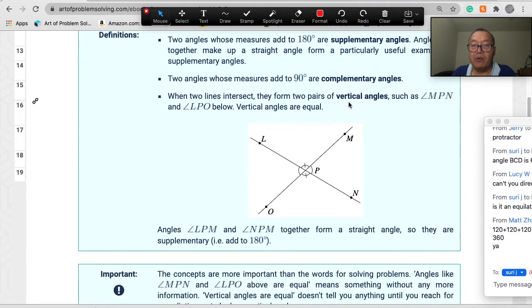Then vertical angles. Vertical angles mean they have the same vertex but are opposite to each other. That means they are exactly the same. Their measures are the same.